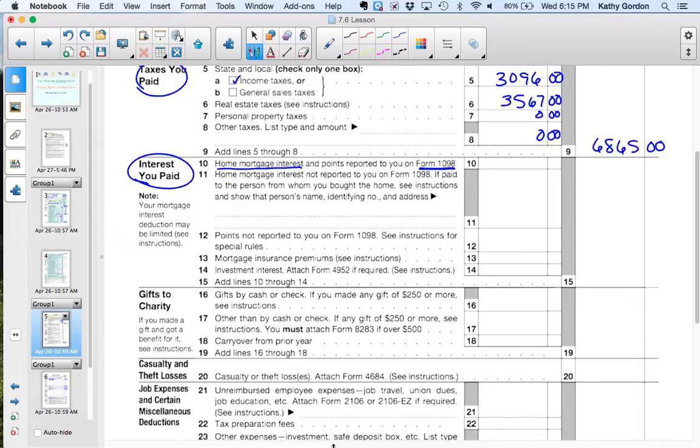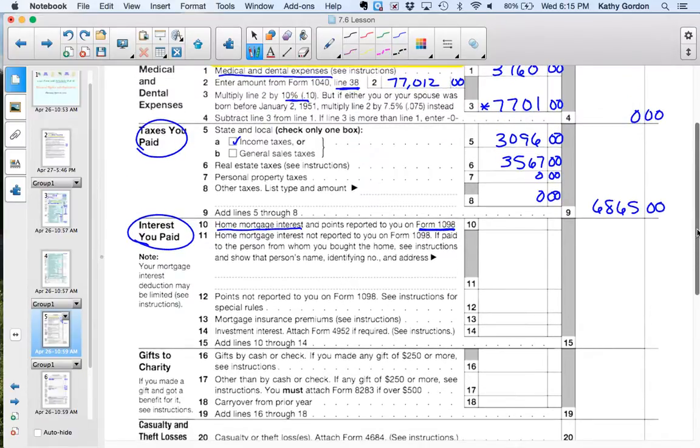Oh, you know what? I just realized I put a wrong number in a wrong place. My total is right, but my number is wrong. Let's go back up here and fix this quick. This number right here should be $3,298. I apologize if I confused you. My total is still right. I just wrote the wrong number there. Because the $3,096 is how much interest they paid on their mortgage. That should go in line 10.